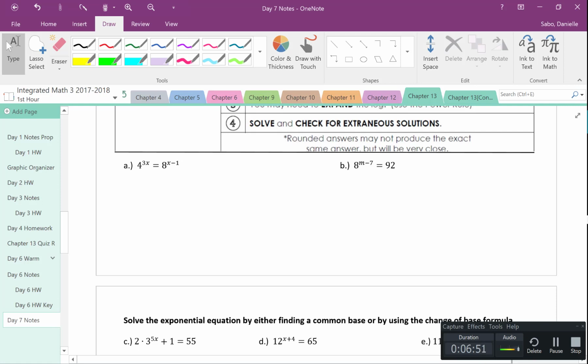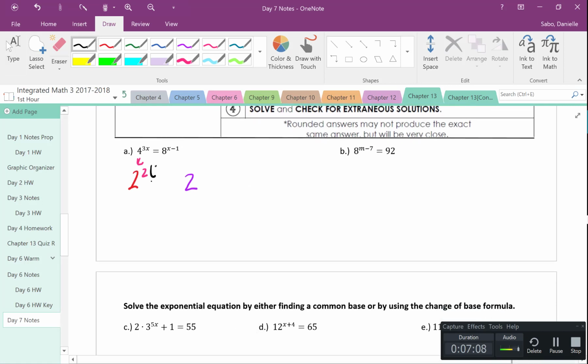So here, let's talk about this one. You first want to see if you can make them the same base. Can we? Yes. What base can it be? 2. So this one's going to be a 2, and that one's going to be a 2. 2 to what power gets me 4? 2. And then I'm going to write in black so that we know nothing changed, 3x. 2 to what power gets me 8? 3. Very good. I'm going to write in black what did not change.